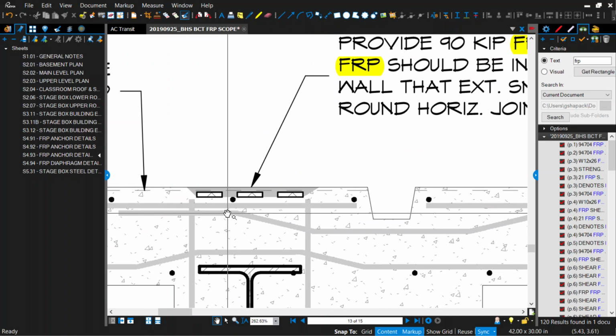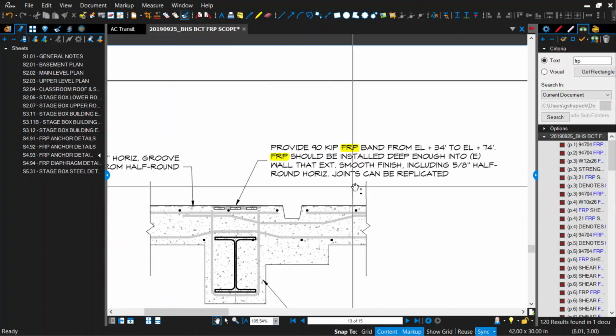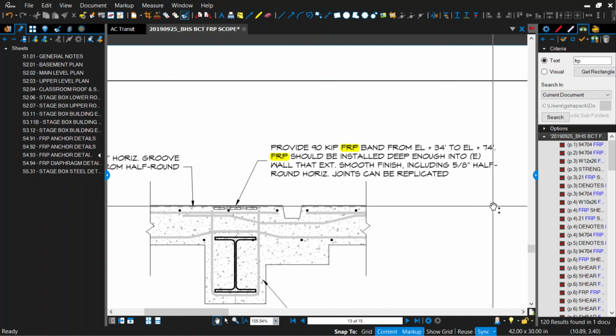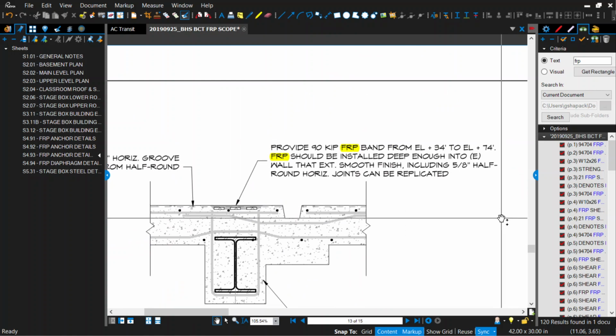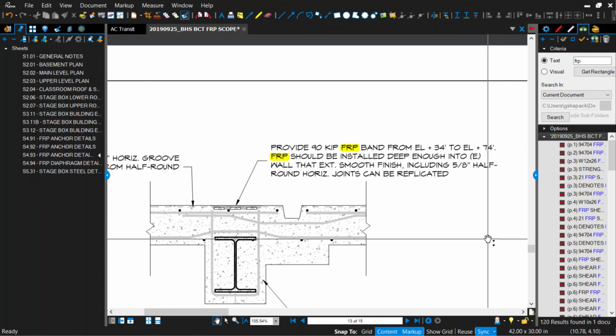What does the last part of it say? Include 5/8 inch half round horizontal joints. They want those reveals to show up afterwards, I guess. I'm not sure why that's in the FRP note. Maybe they don't want us to fill those in. Like if our FRP needs to be this wide, they don't want us to fill in the reveal.